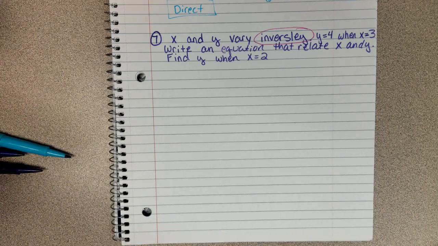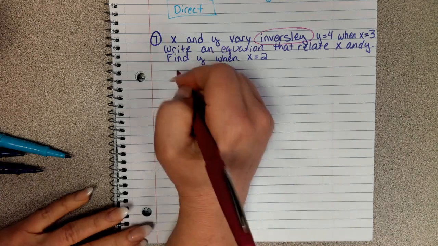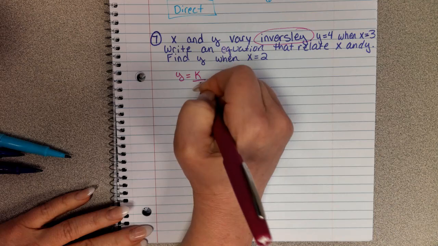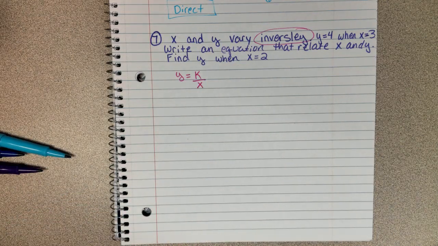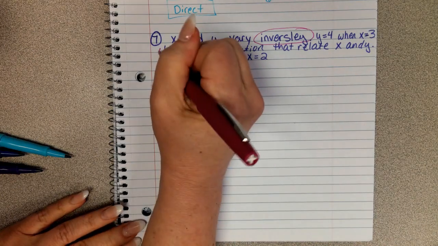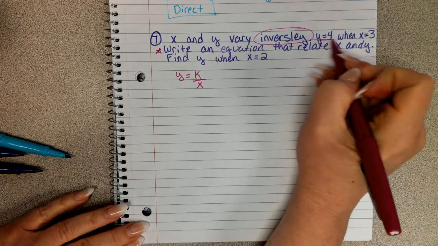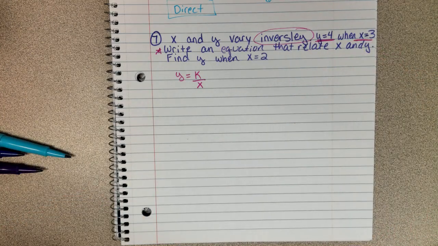So I already know that the form of the equation I'm going to be using is y equals k divided by x, because that's the inverse equation. Now, to provide the equation that they requested right here, I need to know the value of k. I'm going to use this information here to find that value.